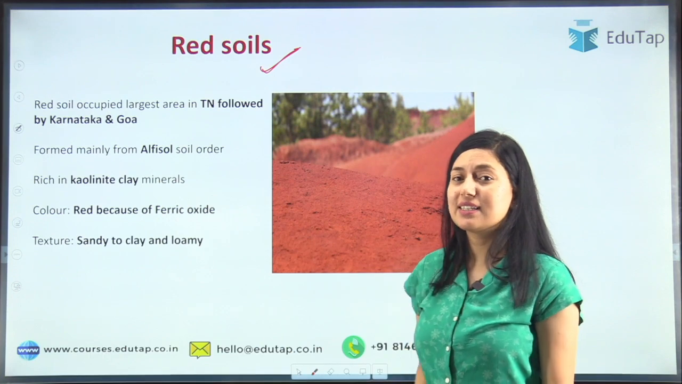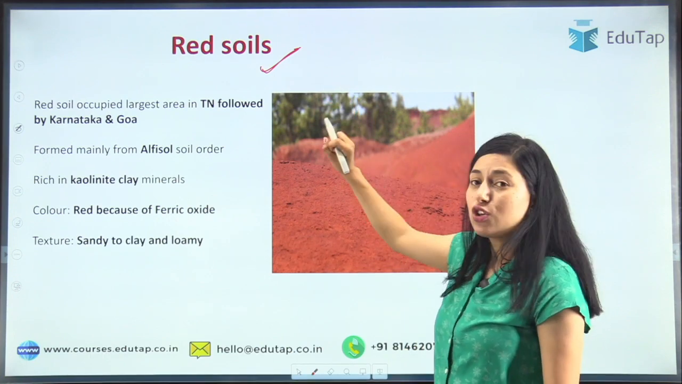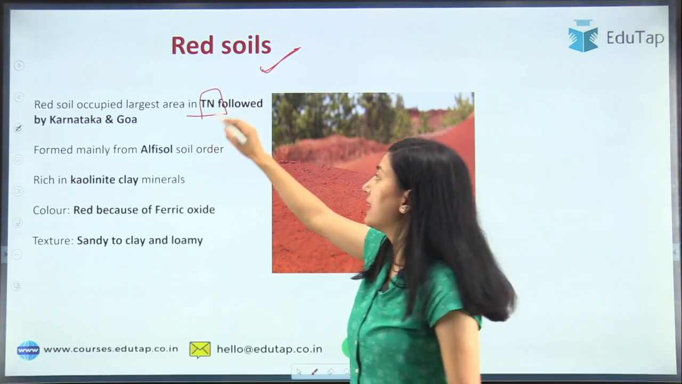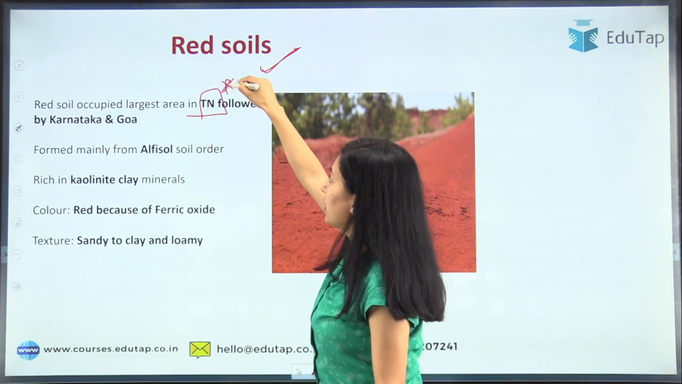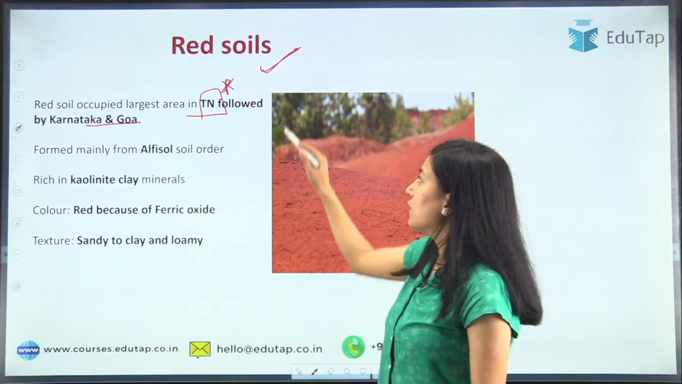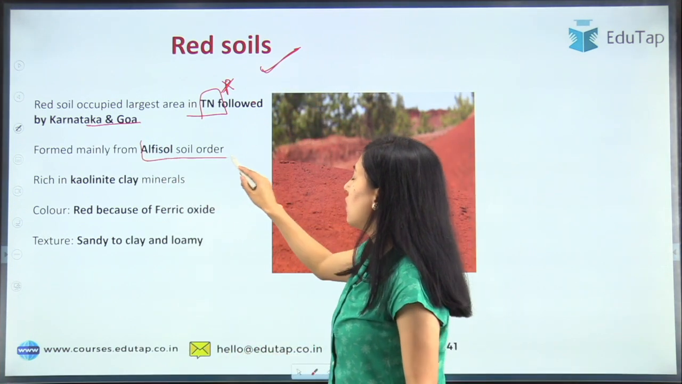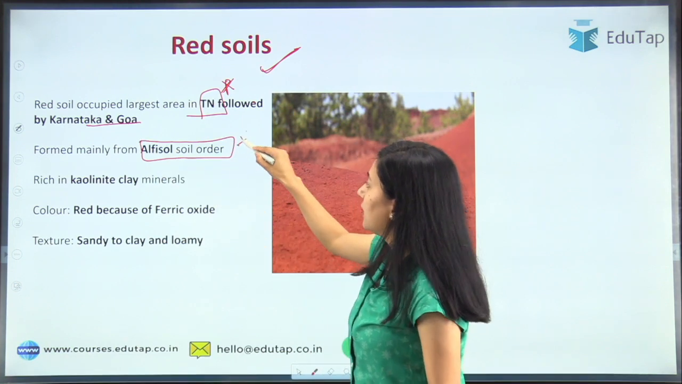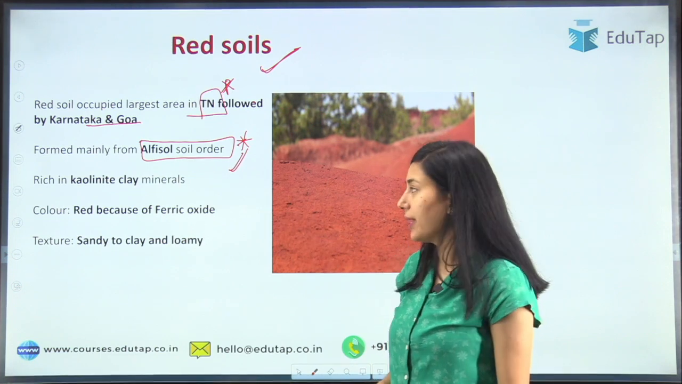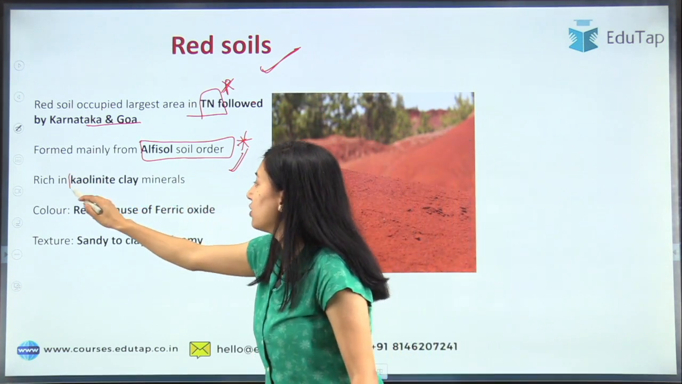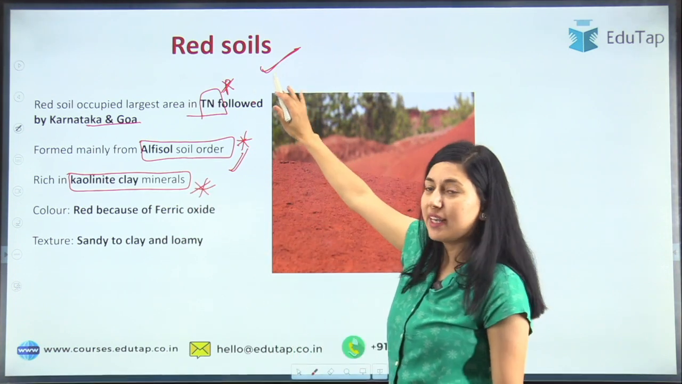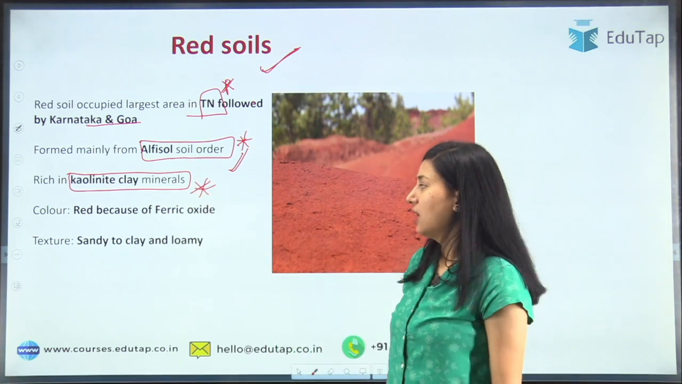See, first let us discuss red soil. Your red soil occupies the largest area in Tamil Nadu. So it is highly found in Tamil Nadu, followed by Karnataka and Goa. Students, your red soils are formed from Alfisol soil order. From where are red soils formed? Alfisol soil order. And this is rich in kaolinite clay mineral. The mineral which is present in red soil is mainly kaolinite clay mineral.